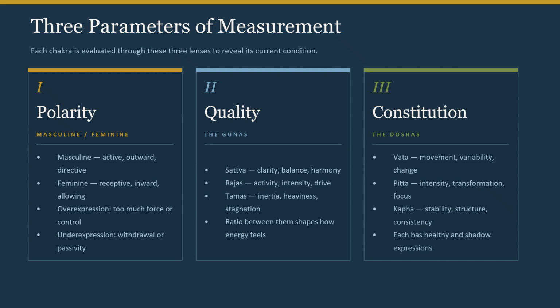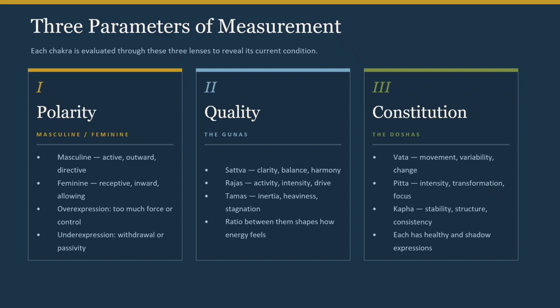In balance, Vata supports creativity and adaptability. Pitta supports drive and execution. Kapha supports stability and endurance. In imbalance, Vata becomes scattered or anxious. Pitta becomes aggressive or overly controlling. Kapha becomes stagnant or resistant to change. So constitution tells us how energy shows up in your behavior and physical tendencies.